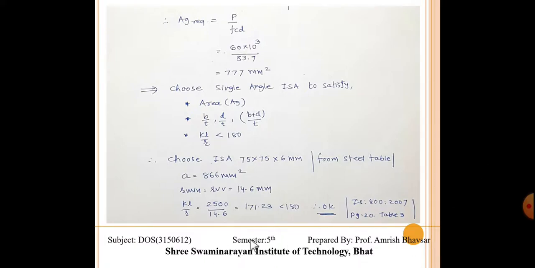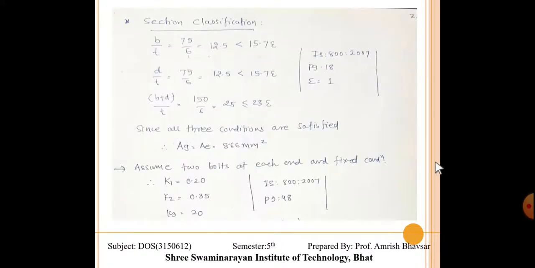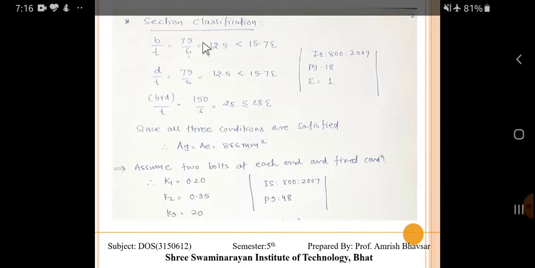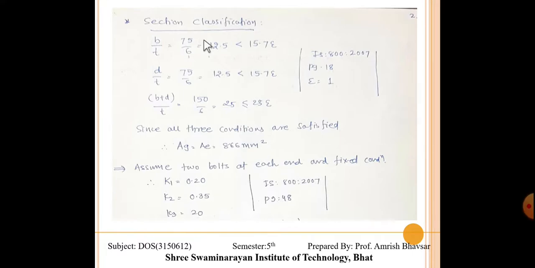This KL upon R value, the maximum value of KL upon R, that is 180, is given on page number 20 of IS 800 2007. Now after finding out the section, means selection of section, we have to again analyze that section, and for that first we have to select our classification. So it is B upon T, D upon T, and B plus D upon T.